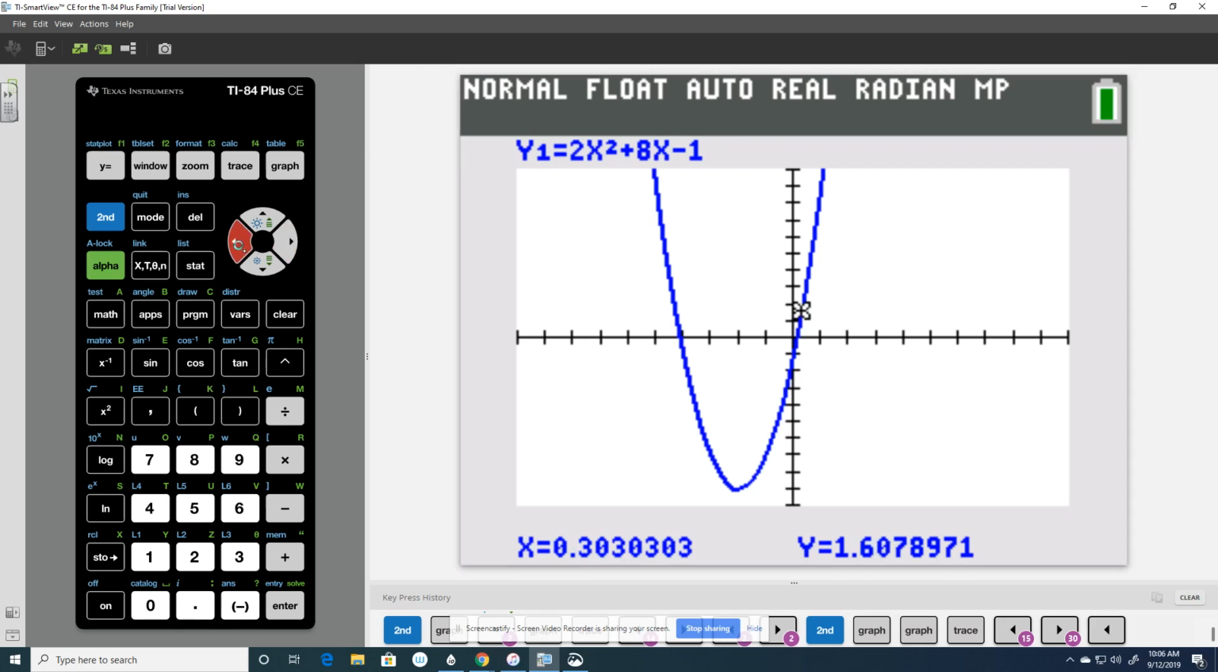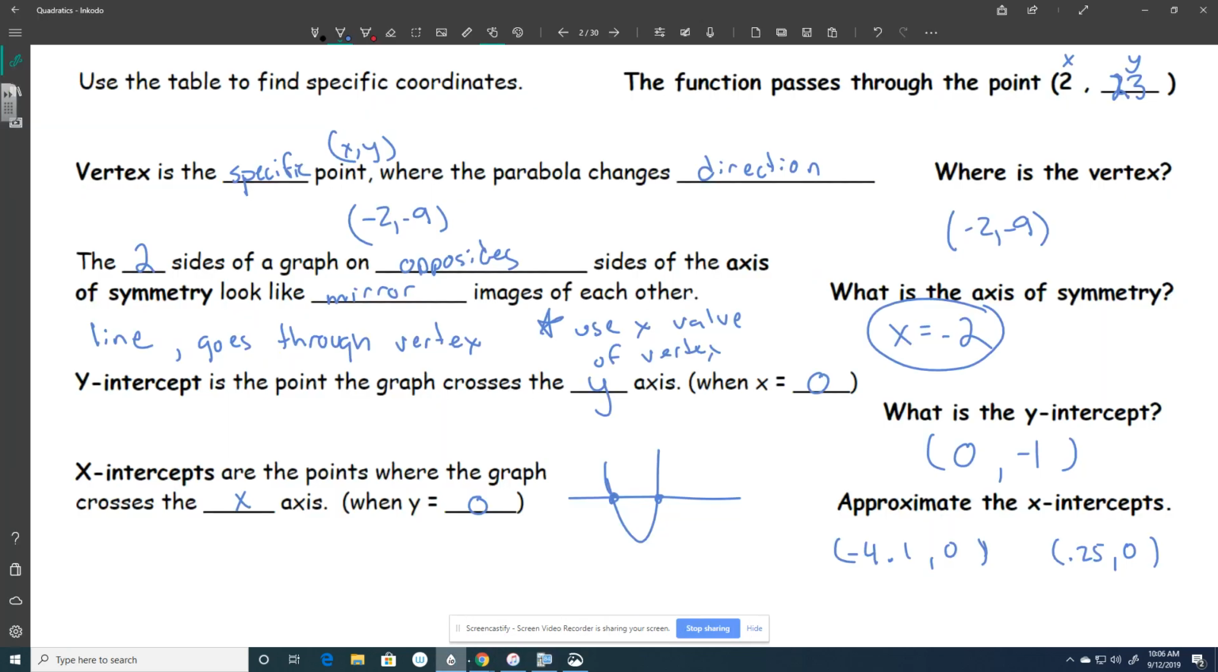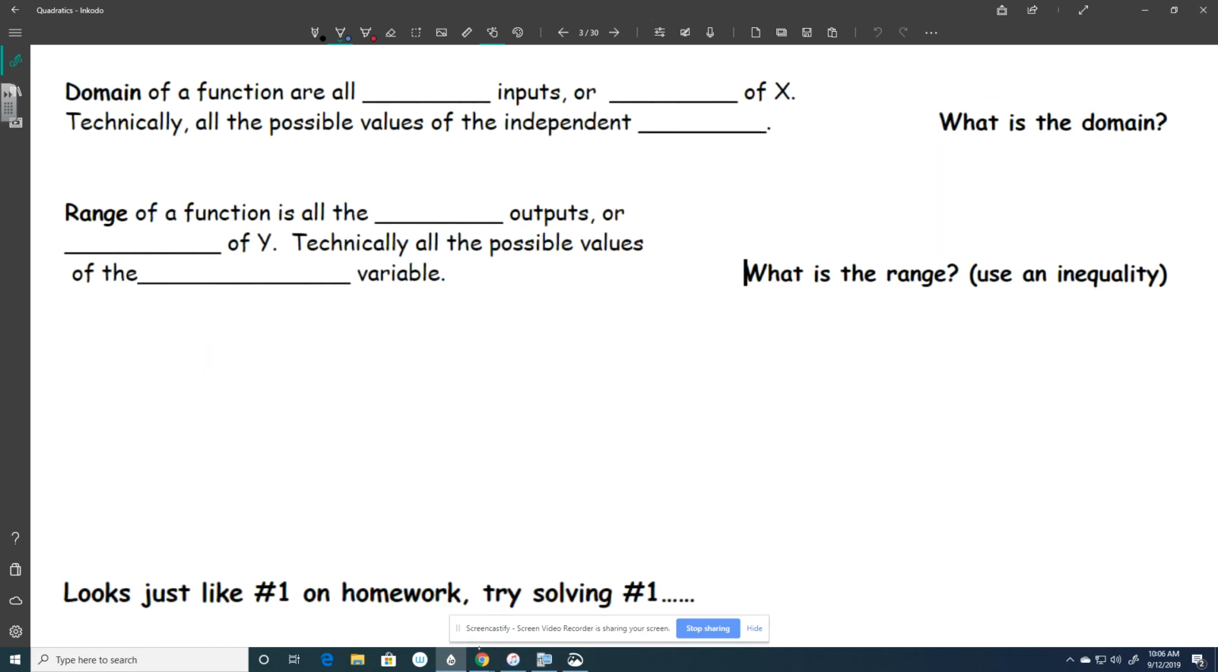Whoops, I went too far. I'm a little bit bigger than 0 when my y value is 0. All right. Okay, moving on. The next thing that we need to review is domain.